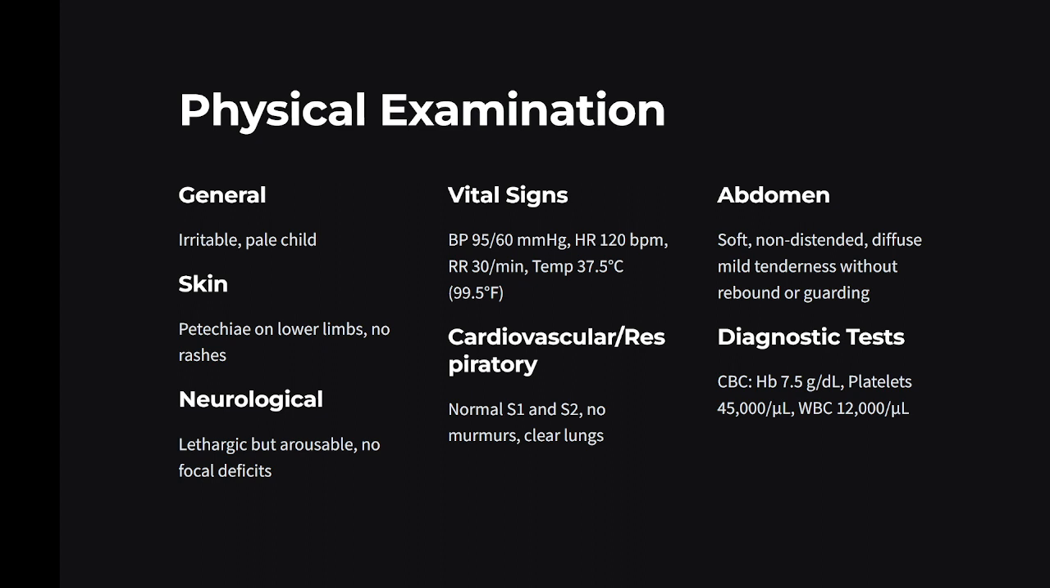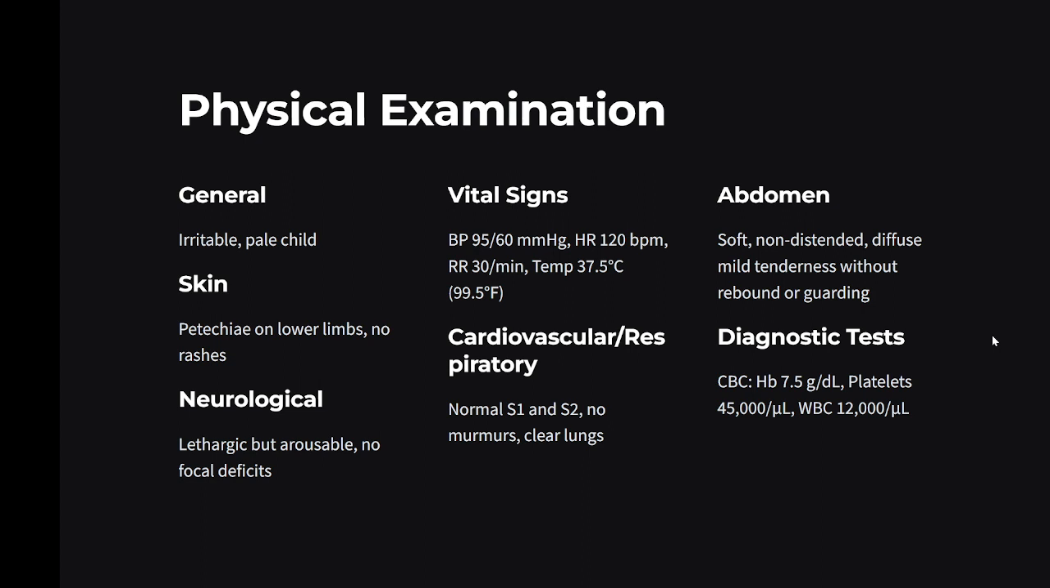Physical examination: general, irritable, pale child. Vital signs: BP 95/60 mmHg, HR 120 BPM, RR 30 per minute, temperature 37.5 degrees Celsius, 99.5 Fahrenheit. Skin: petechiae on lower limbs, no rashes. Cardiovascular and respiratory: normal S1 and S2, no murmurs, clear lungs. Abdomen: soft, non-distended, diffuse mild tenderness without rebound or guarding. Neurological: lethargic but arousable, no focal deficits.